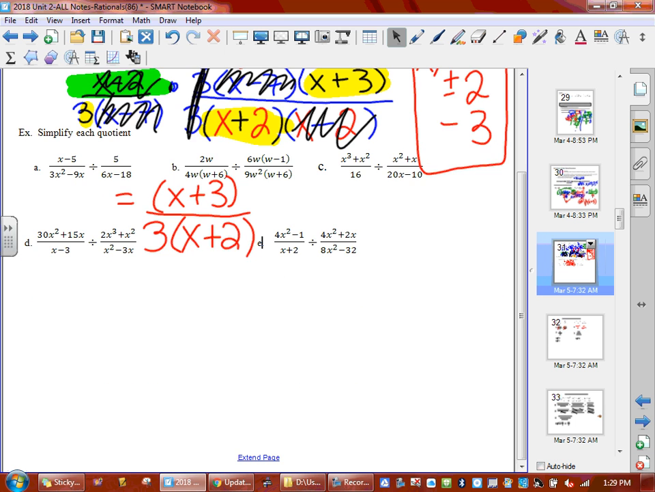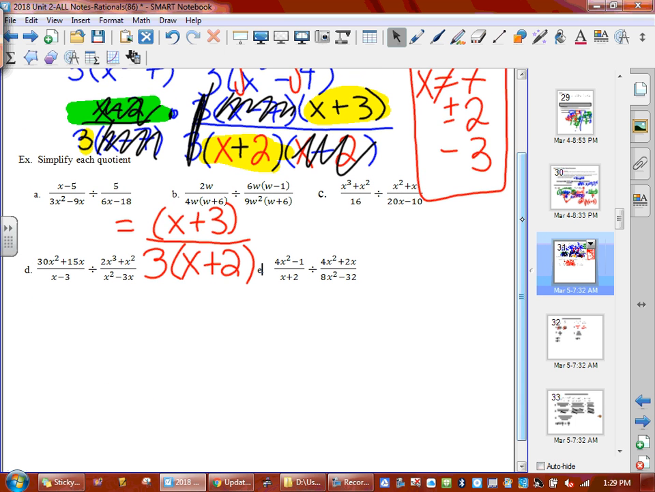Everything, and if you use colors, colors will help you guys. Use highlighters. Highlight the one that you don't use for non-permissible. Highlight the ones that you do, that you have left over for your final answer. It'll help. Okay?